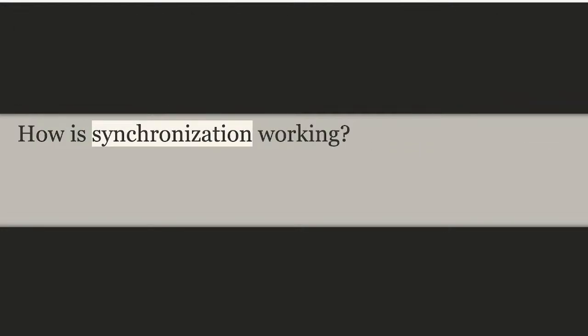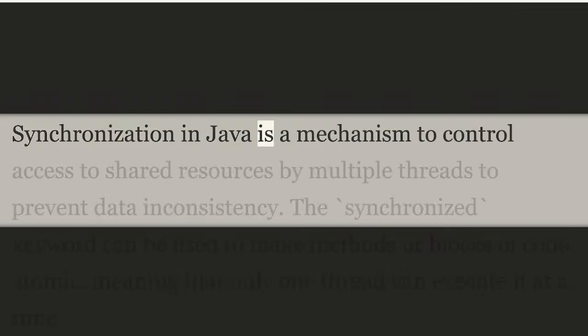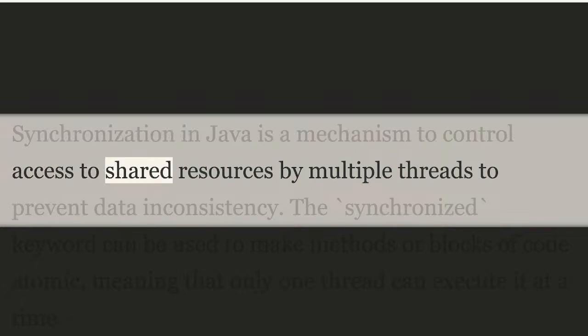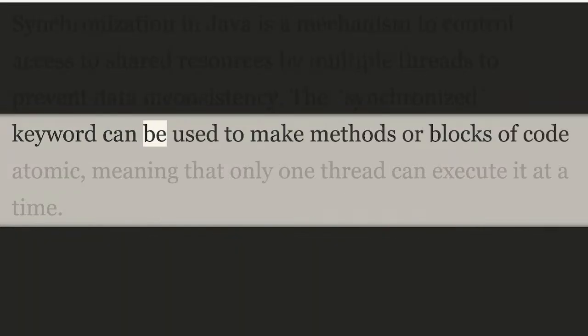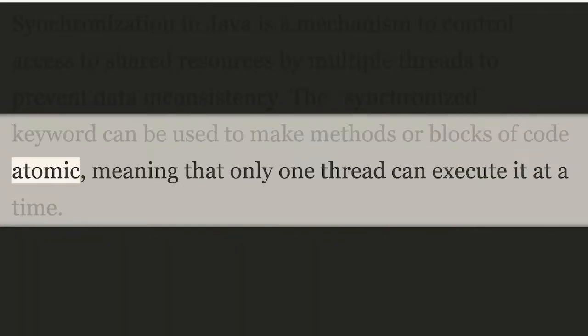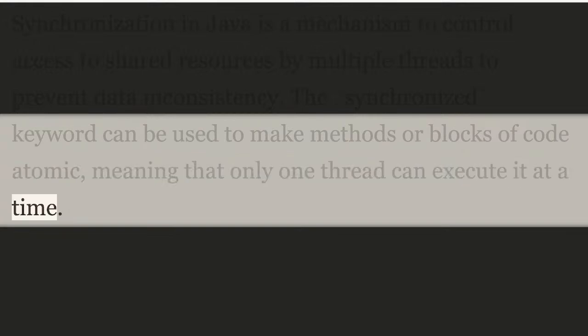How does synchronization work? Synchronization in Java is a mechanism to control access to shared resources by multiple threads to prevent data inconsistency. The synchronized keyword can be used to make methods or blocks of code atomic, meaning that only one thread can execute it at a time.